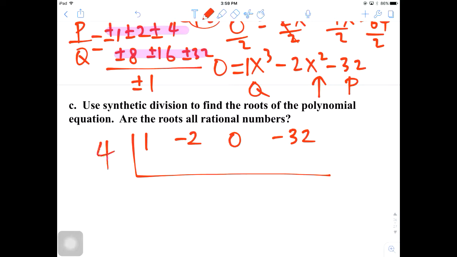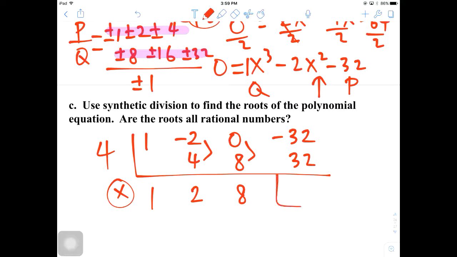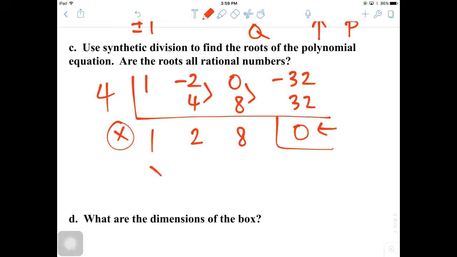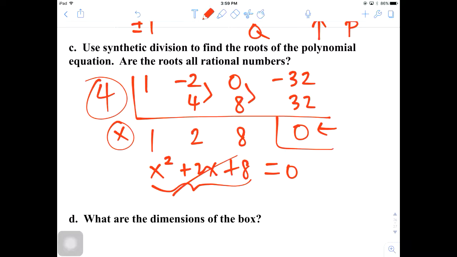And let's go ahead and test out 4. And 1 times 4 is 4. And combining, we have 2. 2 times 4 is 8. Combining, we have 8 times 4, which is 32. And that gives us a 0. Yay! So this is going to be reduced to x squared plus 2x plus 8. And again, I cannot see that this can be factored. So we're not going to be able to get any real roots out of there. So x equals 4 is the only rational number.